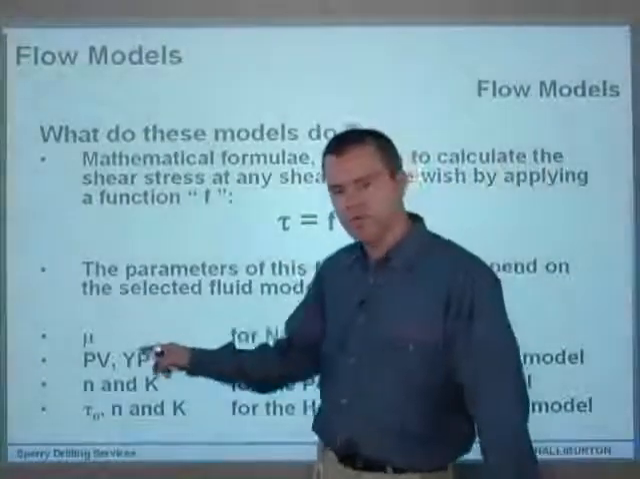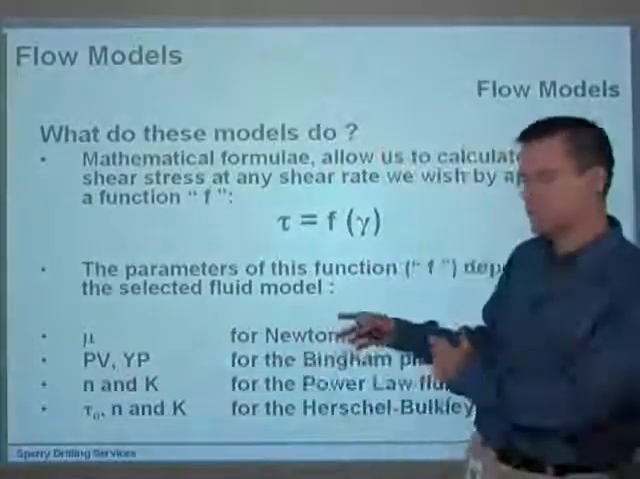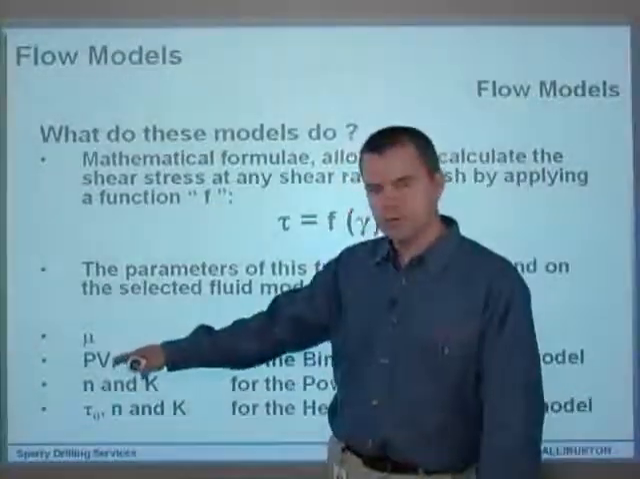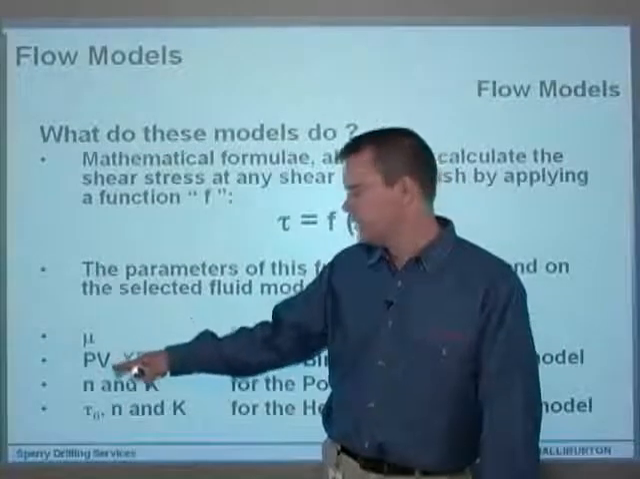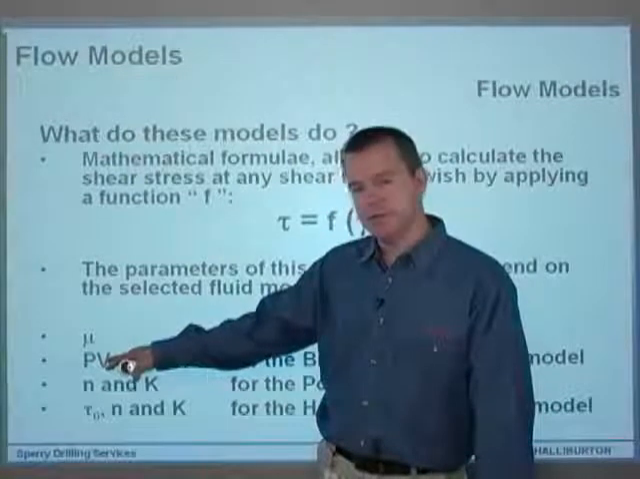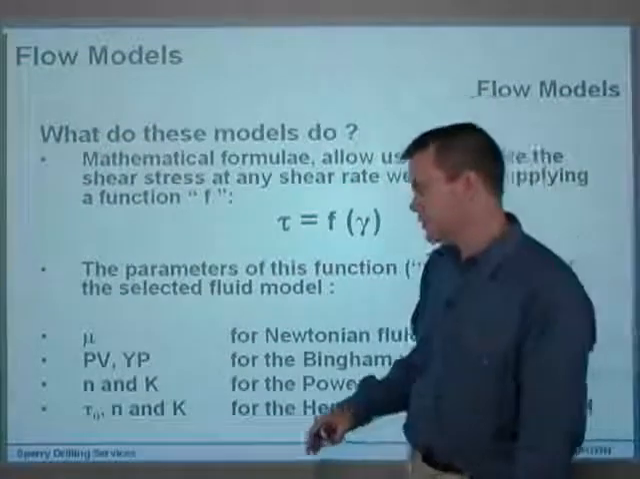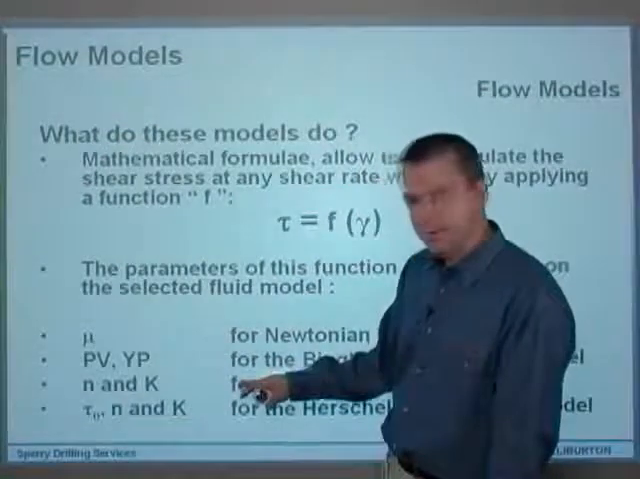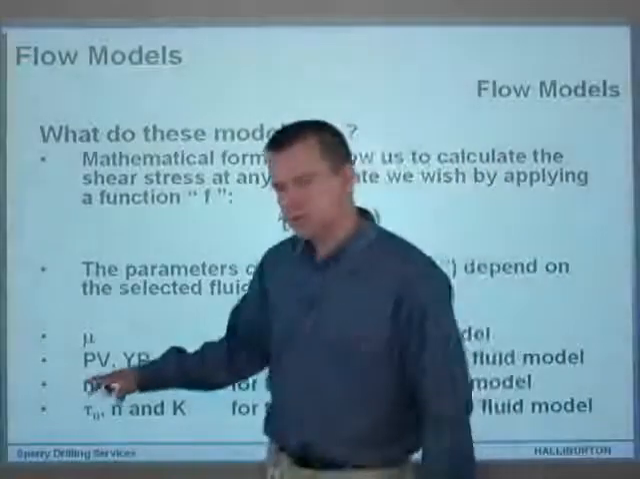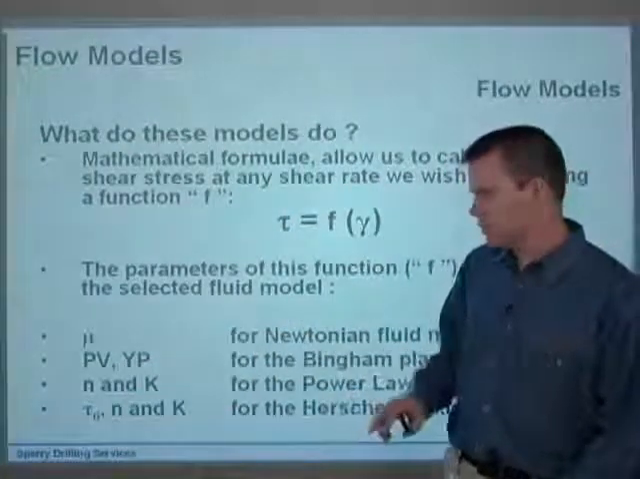For the Bingham plastic fluid model, f is actually PV and YP. I will show you the actual equations for these models in a minute. But the function that we apply to the shear rate is a combination of PV and YP, which are two mud parameters that are measured. For a power law fluid, we would apply a function based on the parameters n and k. I'll explain these again in a minute as well.